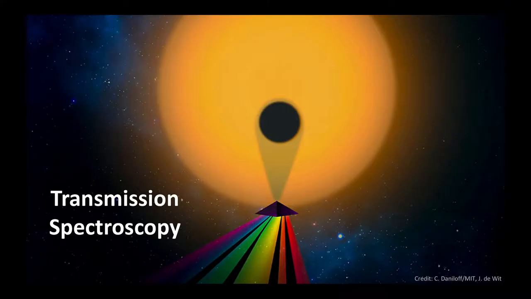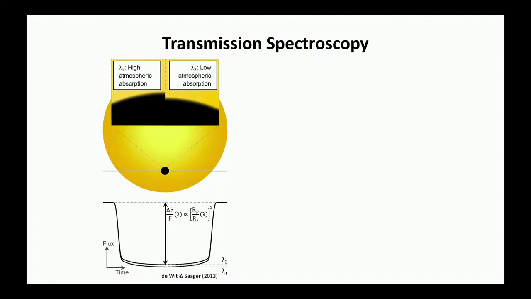Then we can look at the atmosphere of the planet, because when a planet passes in front of its star, a tiny fraction of the stellar light goes through the planet atmosphere, and we can start getting insight into what could be there. How do we do that? We look at how the flux drop, when the planet passes in front of the star, changes as a function of the wavelengths. If you have an atmosphere that's opaque at lambda 1 but transparent at lambda 2, then you would have a slightly deeper drop at that wavelength.